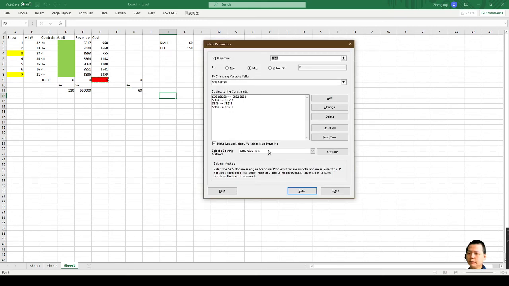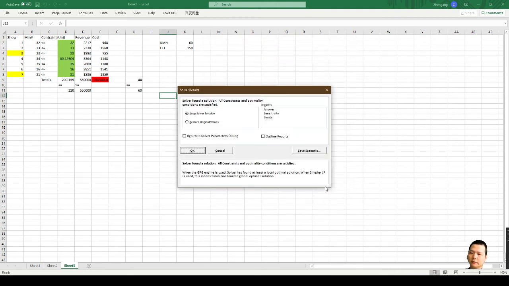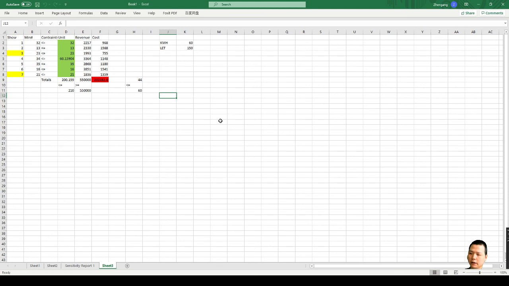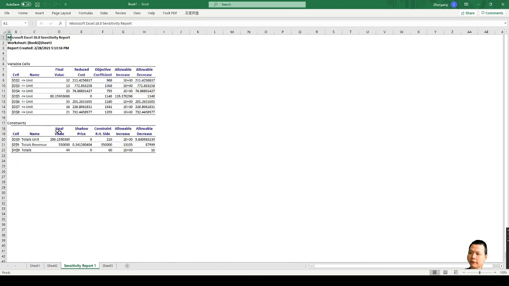Then change the non-linear to linear. Now you get the minimum cost here to satisfy all the requirements. If you want to output a sensitivity report, just click here, Sensitivity, and OK. It will automatically create the sensitivity report, which we will explain in the next question.